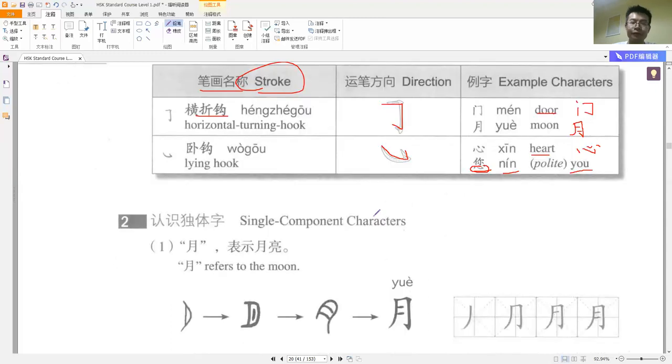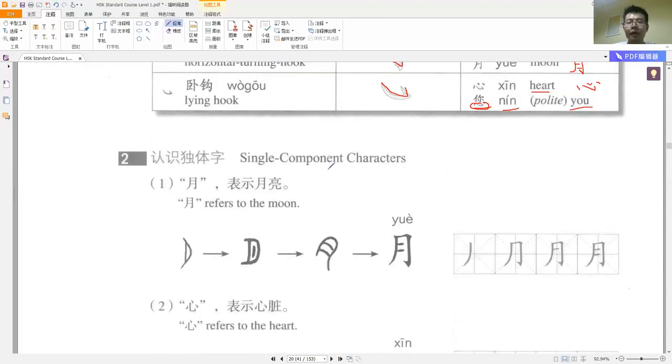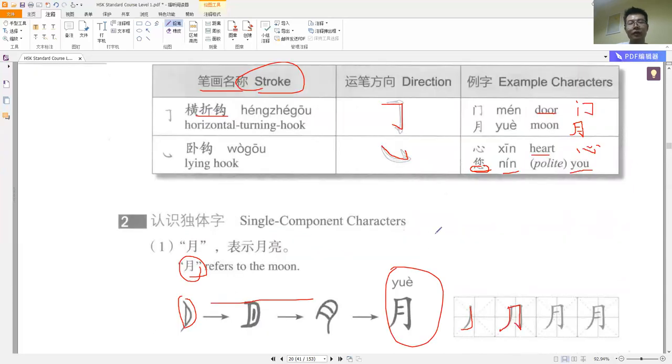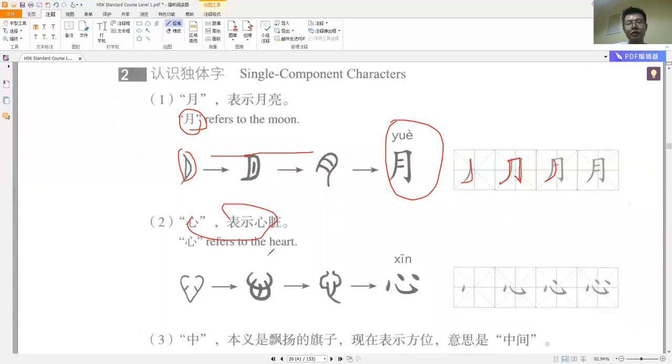Now we learn about the simple component characters. 月 refers to the moon. Yue. It's like the moon. This is a simple Chinese character, and you can write it: horizontal turning hook. 心, xin, heart, 心脏. A dot, a lying hook, dot, dot. Okay.